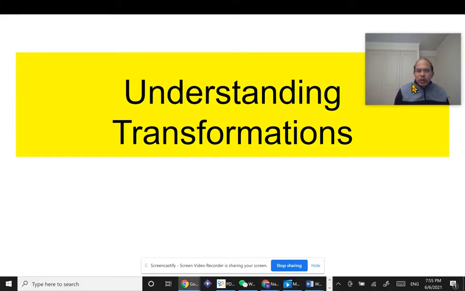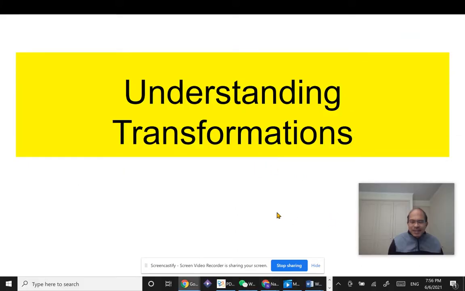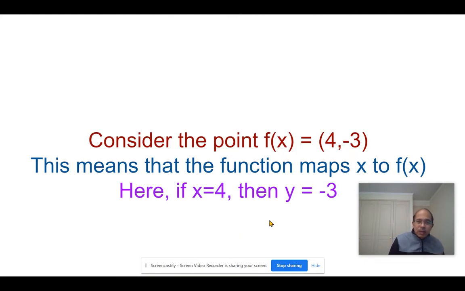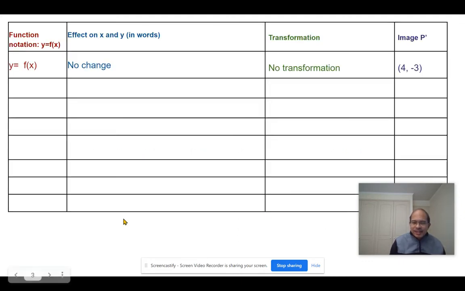Hello, we're going to look at understanding transformations. Consider the point f of x equals 4, minus 3. This means that the function maps x to f of x. So if the input x equals 4, then the output y equals minus 3 in this case. Let's use this particular point to study how it changes with different notations.